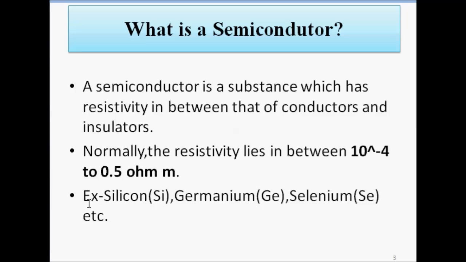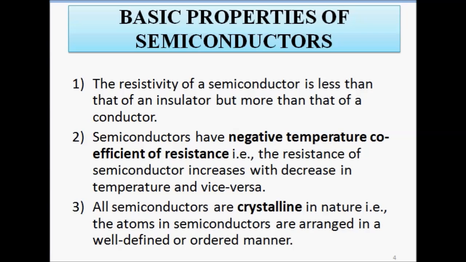Some basic examples of semiconductor materials are silicon, germanium, selenium, and many more. Materials such as gallium arsenide are also there, and many more. So these are the most commonly used semiconductors, that's why I've mentioned them. Silicon and germanium especially are the two most commonly used semiconductors. So let's get to know some of the basic properties of semiconductors.